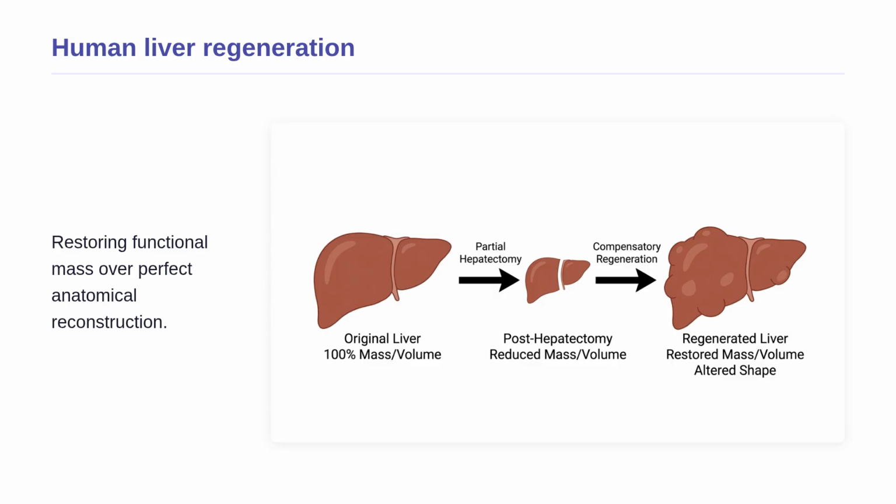Notice that while it has restored its original mass and volume, its anatomical shape is slightly altered. This perfectly illustrates the core principle of compensatory regeneration. Nature prioritizes the rapid recovery of functional tissue mass over perfect anatomical reconstruction, allowing the organ to maintain its critical life-saving functions.